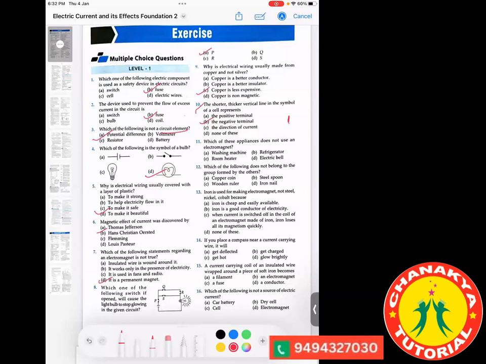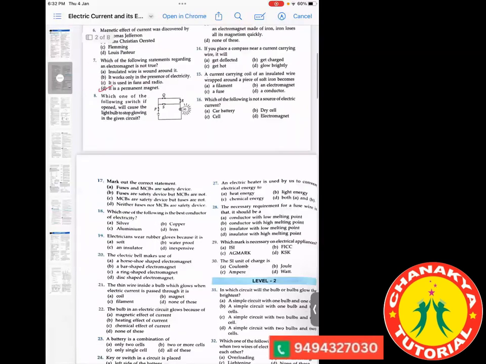Question number 14, Anubhav. If you place a compass near a current carrying wire, it will, I think, get deflected. Yeah, so it gets deflected. So the correct answer is A. 15th, Yashwant. A current carrying coil of an insulated wire wrapped around a piece of soft iron becomes B, ma'am, an electromagnet.